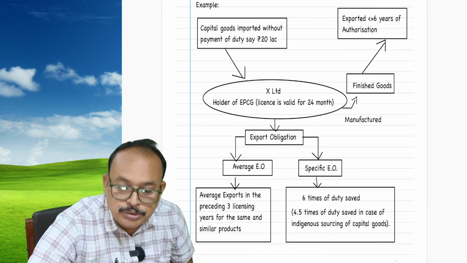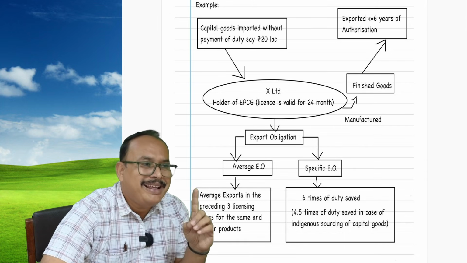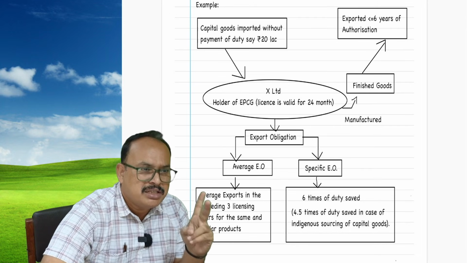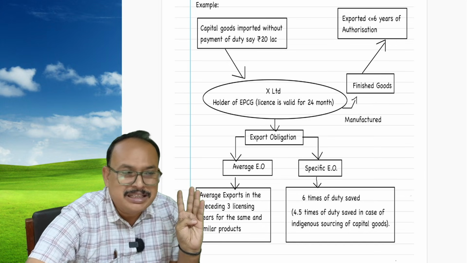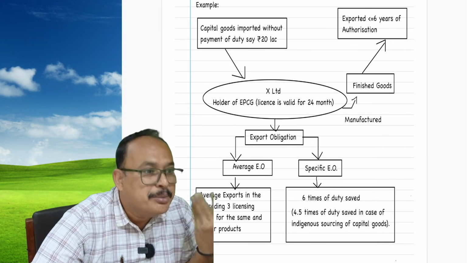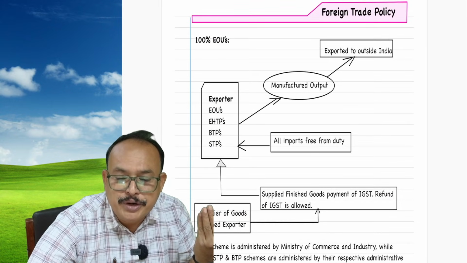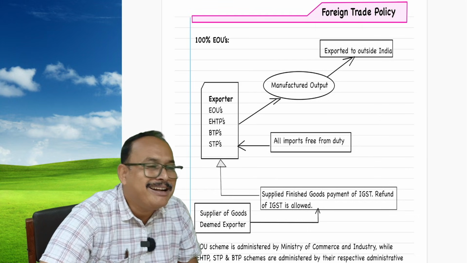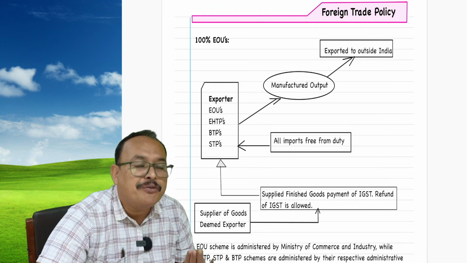Now coming to, how many schemes have I referred to you? Export bonus scheme. First, the duty exemption scheme. Second, the duty remission scheme. Third, the EPCG scheme. Now I am referring to you, furthermore, EOUs, EHTPs, BTPs. EOU is export oriented unit. EHTP is electronic hardware technology park. BTP is biotechnology park. STP is software technology park.